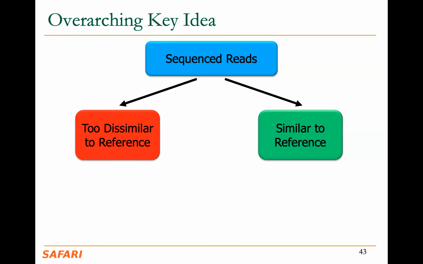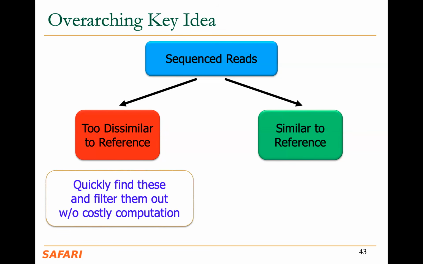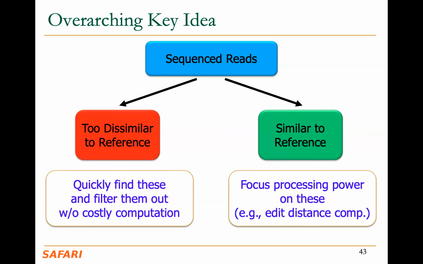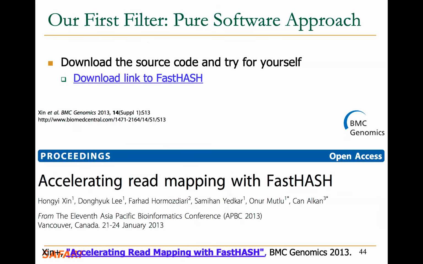So if you think about sequenced reads, and then you're trying to map these reads to a reference genome, some reads or some portions are too dissimilar to the reference. So ideally, we would like to identify these quickly and then filter them out. Basically, we don't want to do the comparison to the reference genome where these reads are not going to match. But for those areas where the read is similar to the reference, then we may actually want to focus our processing power over there, do the costly computations there. So this is an overarching key idea of filtering or pre-alignment filtering in general.